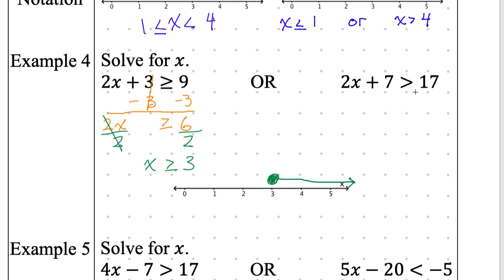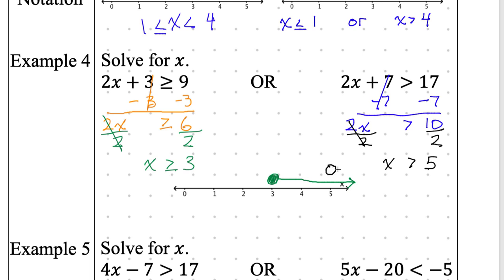Let's try another one. 2x plus 7 is greater than 17. I'm going to subtract 7 on both sides of the inequality, and the 7 cancel out. I'm left with 2x is greater than 10, and then from here I'm going to divide both sides by 2, and I get x, because the 2's cancel out, is greater than 5. So I go ahead and graph that. X is greater than 5, so it's an open point because it's not equal to. If it was equal to, then I could fill it in. And it's going to make the arrow to the right.